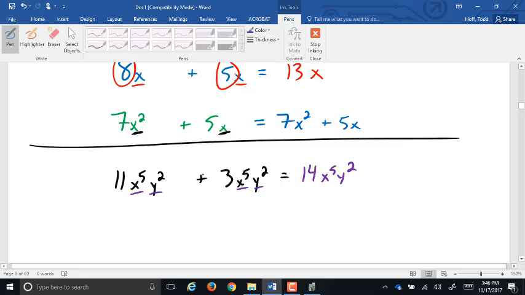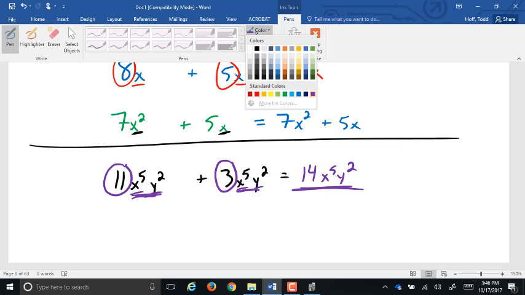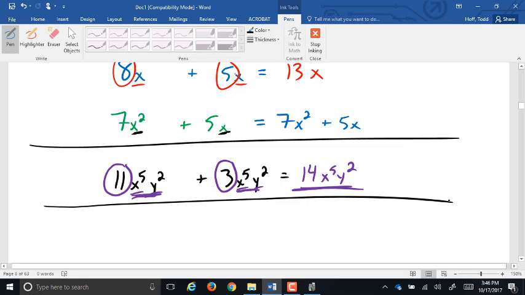Perfect. I am adding, so I have the same name, so that means I can combine them. So I add the counts, combine the counts, 11 plus 3 is 14, and I keep the same name. X to the 5th y squared just stays x to the 5th y squared. How about this one?